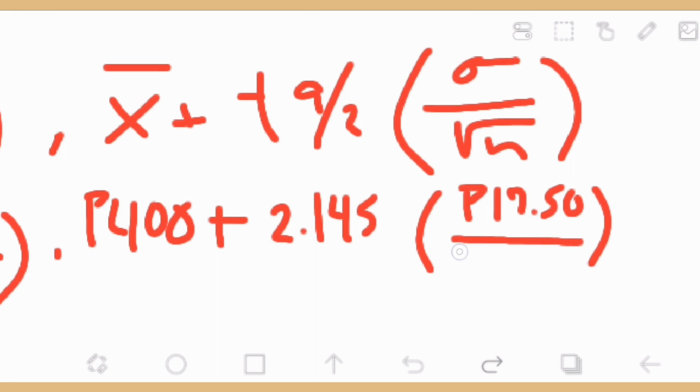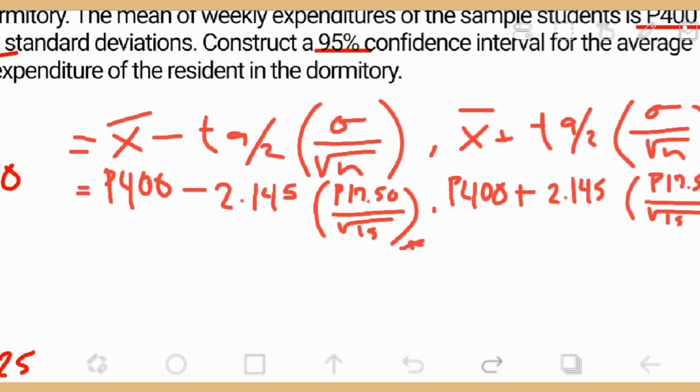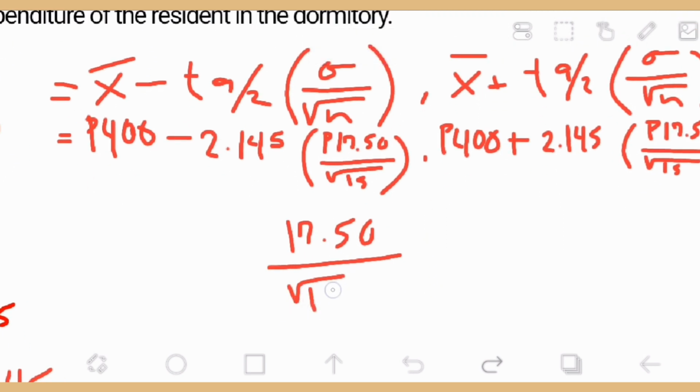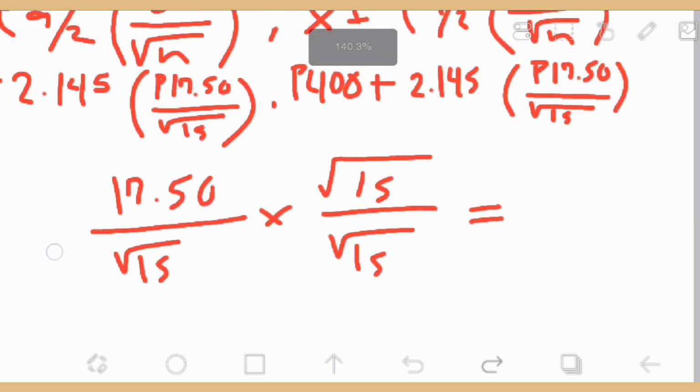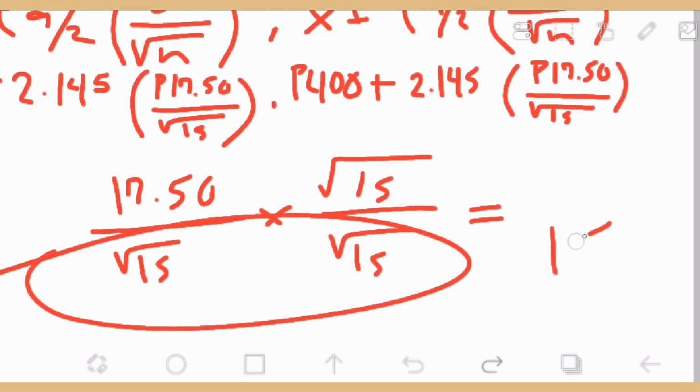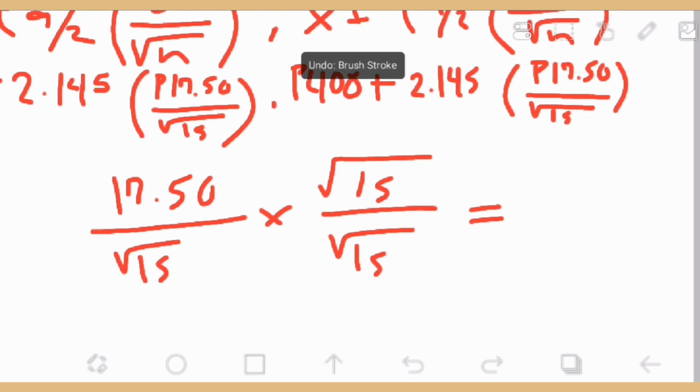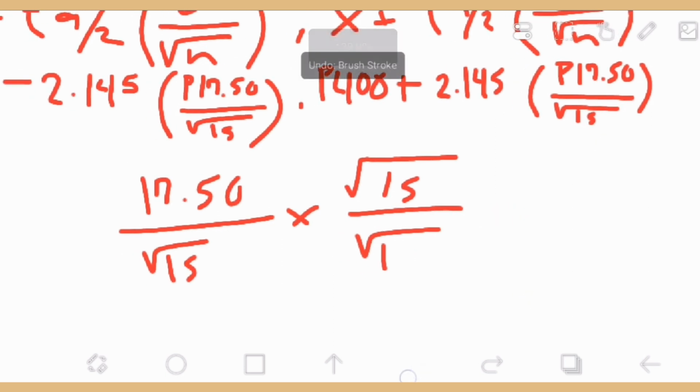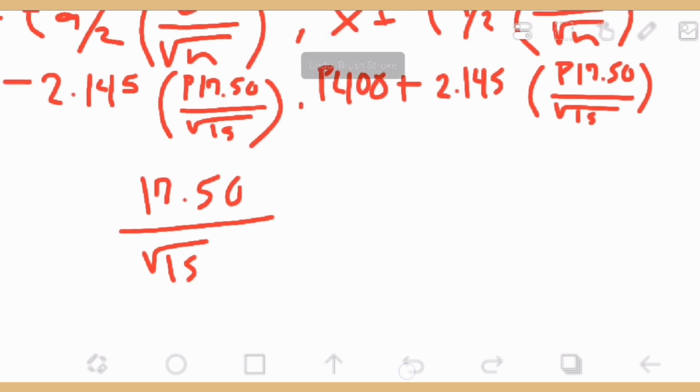17.50. You're going to turn this into a whole number by multiplying this fraction by the denominator. This time you're going to multiply 17.50 over the square root of 15 by the square root of 15, so that the denominator becomes a whole number, because you're practically multiplying the square root of 15 by itself, and that will always result in 15.